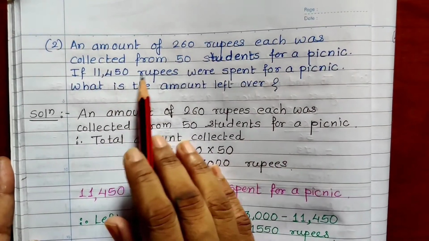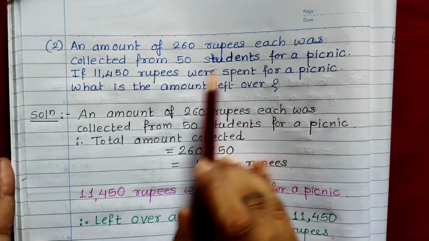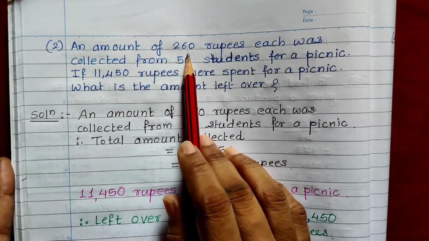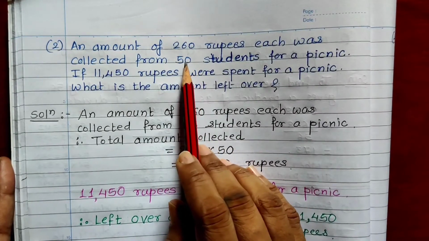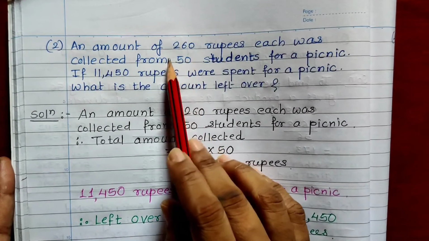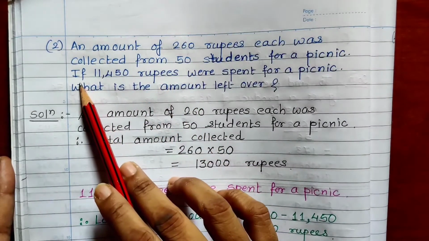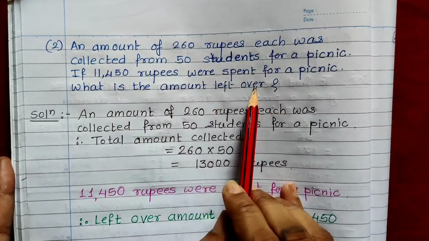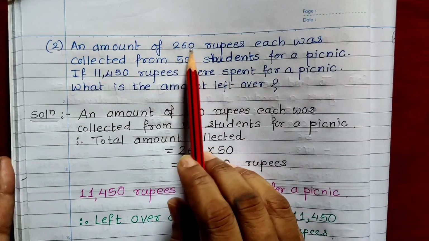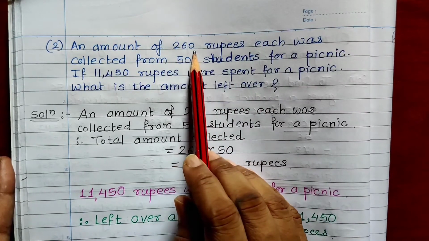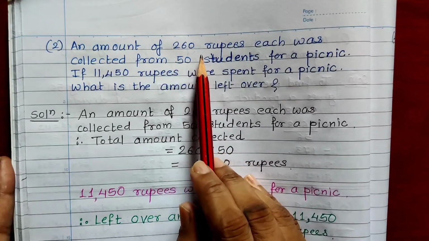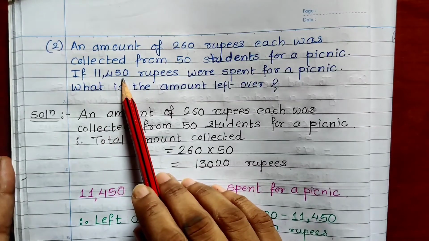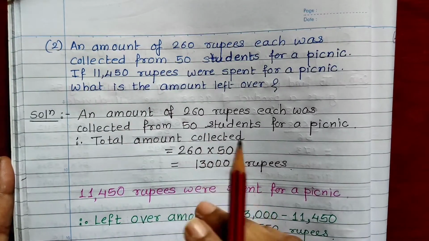Now next question. An amount of 260 rupees each was collected from 50 students for a picnic. That means from one student 260 rupees was collected. So we have to find how much total amount is collected from 50 students altogether. Now what is the next sentence? If 11,450 rupees were spent for a picnic, what is the amount left over? So from 50 students, each has given 260 rupees. We have to check how much total amount is collected. They all went to the picnic and they spent 11,450 rupees. So we have to check how much amount is remaining with them.